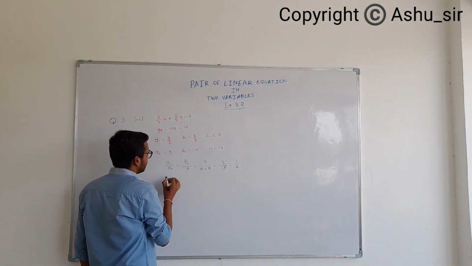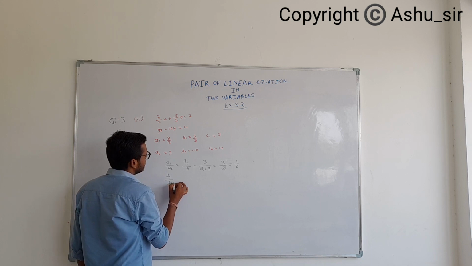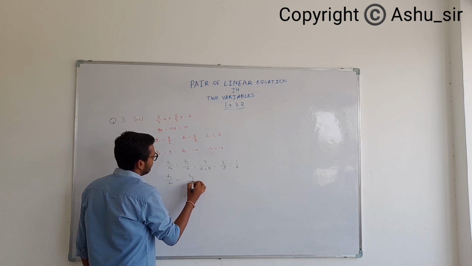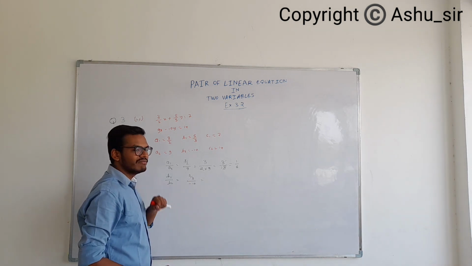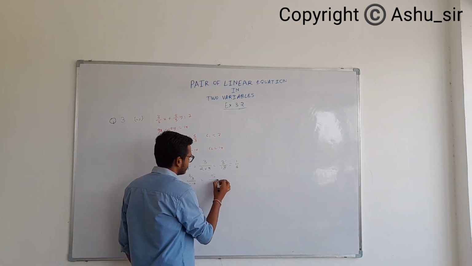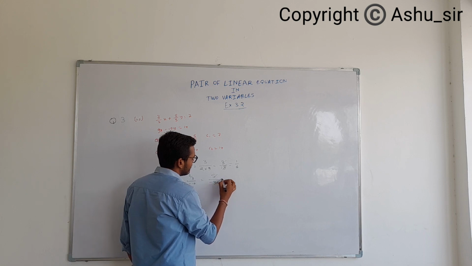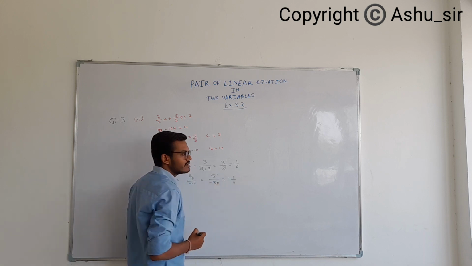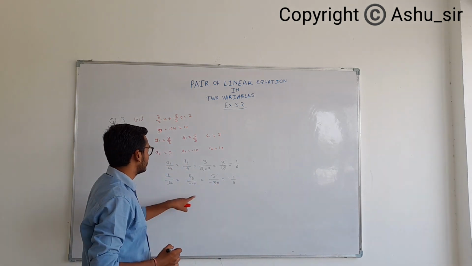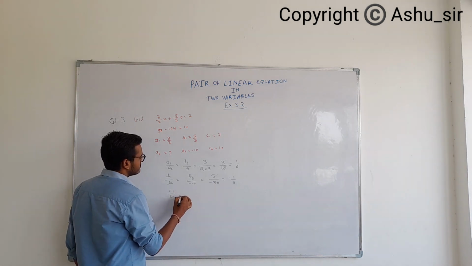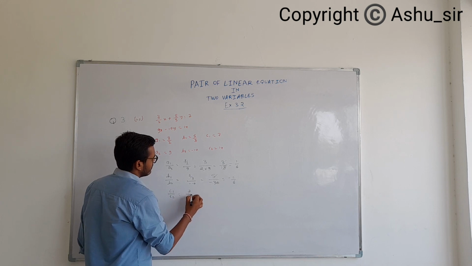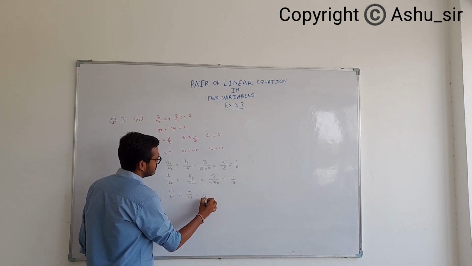Now B1 upon B2. So B1 upon B2 is 5 upon 3 whole upon minus 10. So again this 10 will be multiplied with 3. So that will be minus 30. That is minus 1 upon 6. B1 upon B2 is minus 1 upon 6. Now C1 upon C2. C1 upon C2 क्या है बच्चों? 7 upon 14. That is 1 upon 2.